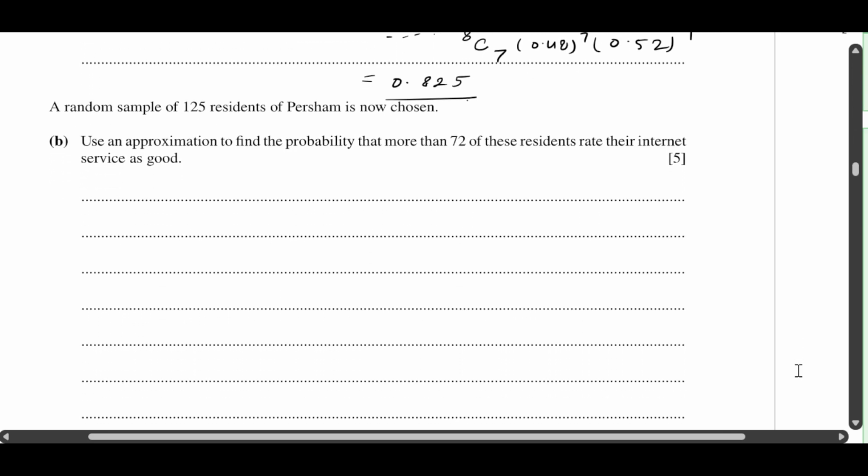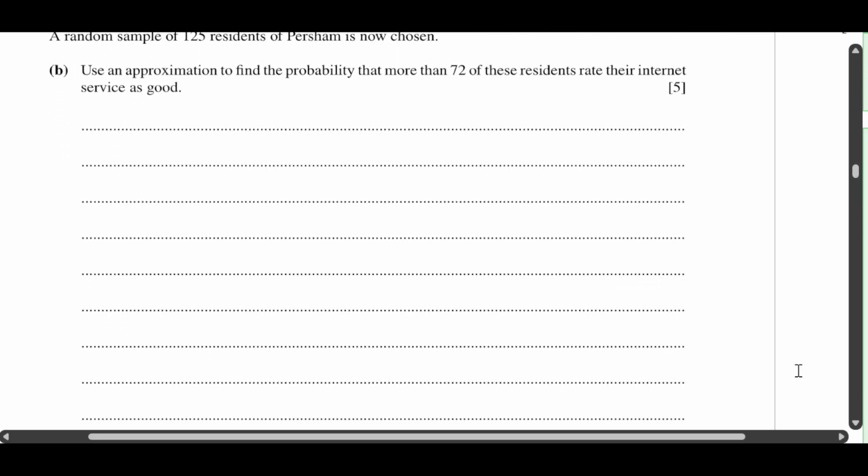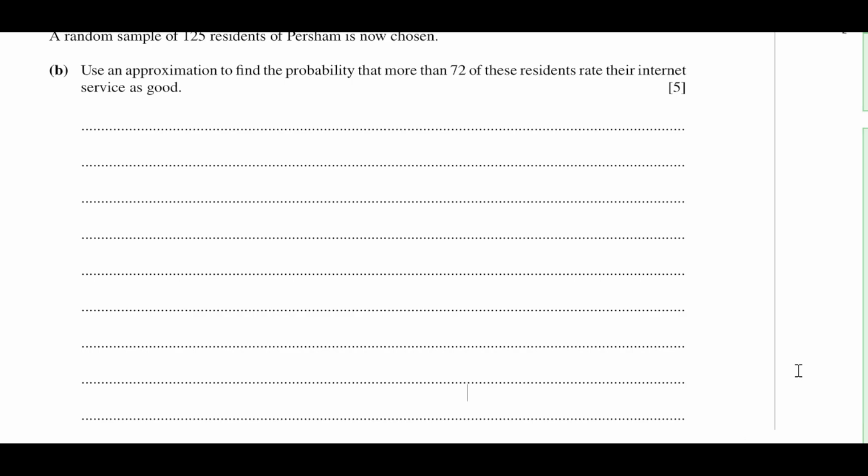Now a random sample of 125 residents of the Parsham is chosen. Use the approximation to find the probability that more than 72 of these residents rate their internet service as good. Now here the sample from whom I'm asking is increased.